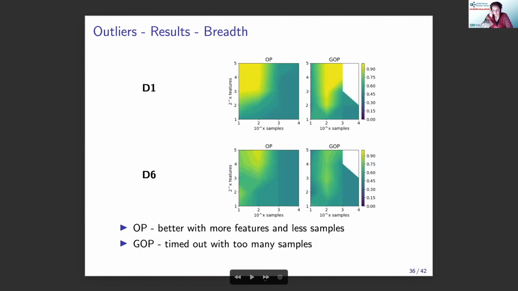And if we look at the two matrix methods, we can see that Outlier Pursuit and graph regularized Outlier Pursuit don't work particularly well with larger numbers of samples. In fact, graph regularized Outlier Pursuit timed out when it got above 10,000 samples, which made it very difficult to use. The big problem with graph regularized Outlier Pursuit is building the graph of the data. But as you can see, it is reasonably successful with moderate sample numbers and large numbers of features. Both of them seem fine with large numbers of features.